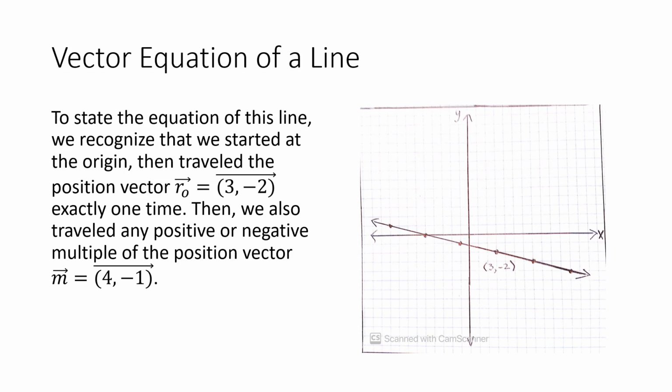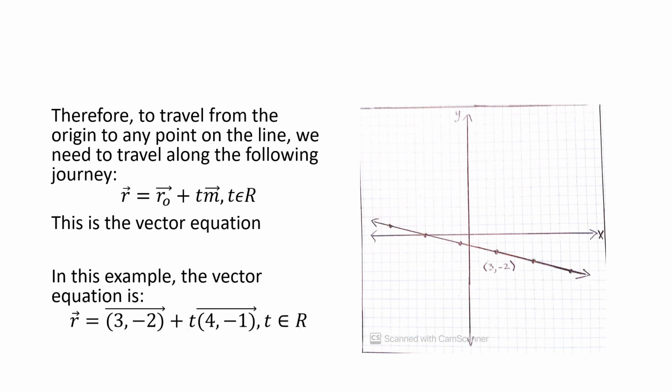So now to put it in a summary, to state the equation of this line, we recognize that we started at the origin, then traveled the position vector r0. When we see this written here, I'll refer to that as r0. We travel that position vector, we only do it once, exactly one time. Then we travel any positive or negative multiple of the vector 4, -1 from there, not from the origin. And when we do that, what we've done after the position vector part is we've sketched the line in question.